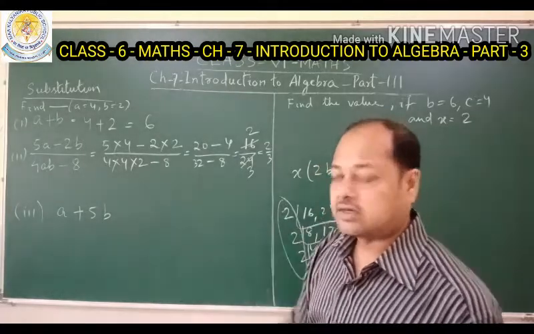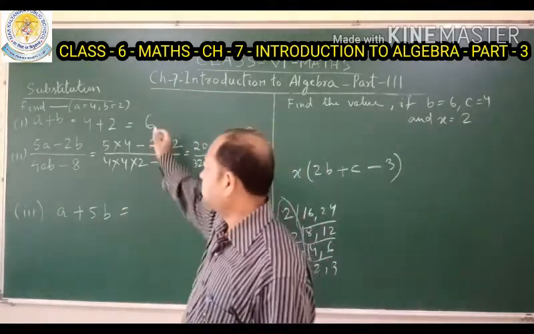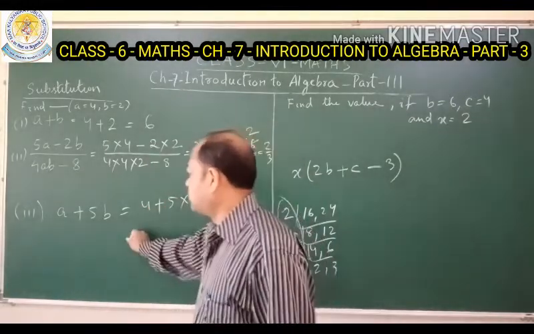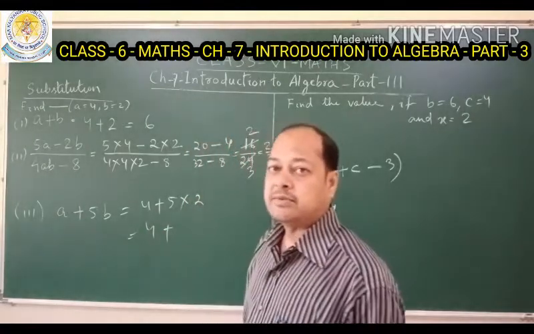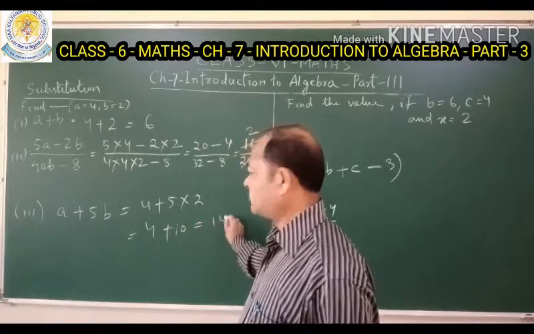Now let's see the third question, that is a plus 5b. Here in place of a we write 4, plus 5b means 5 into 2. So we get 4 plus 5 2s are 10. So 10 plus 4 is 14.